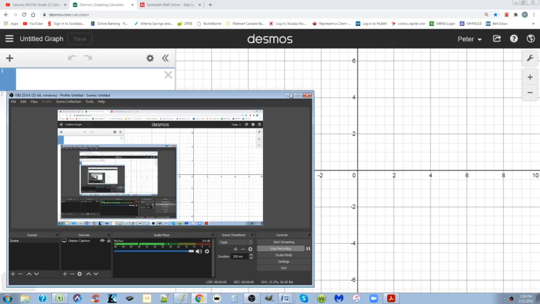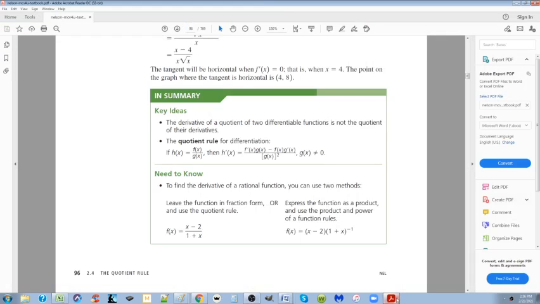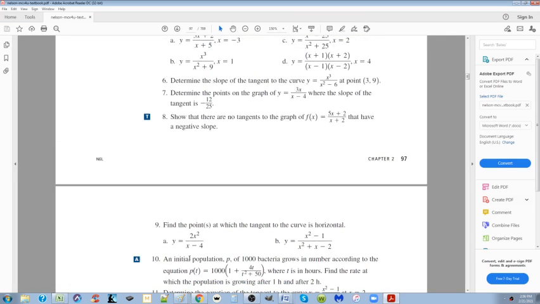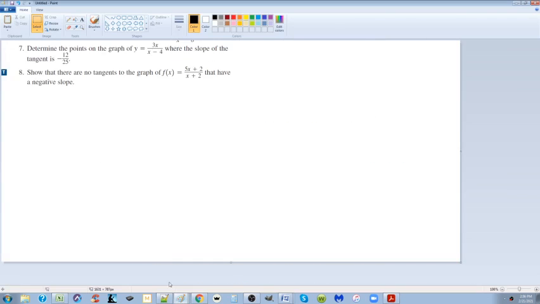Okay, I'm going to go back to the quotient rule, section 2.4, and we're going to continue on with number 8. I just did 7, I think. Oh, I started one thing. Okay, yeah, don't need 7.